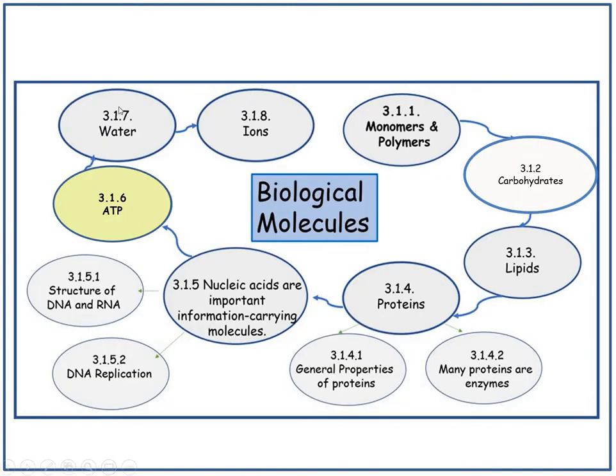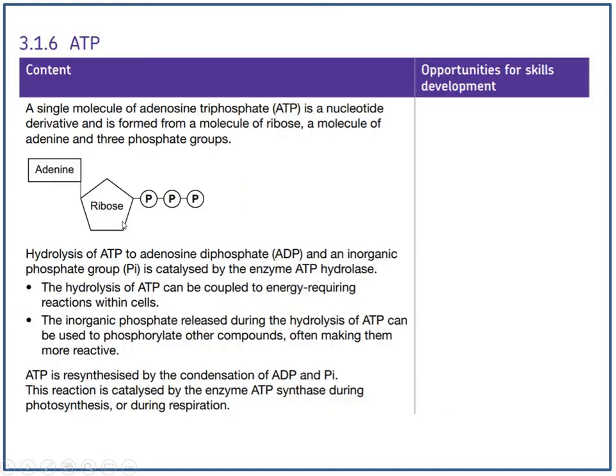So just to see where this is in the biological molecules topic. And here's a specification reference from AQA. So a single molecule of adenosine triphosphate, or ATP, is a nucleotide derivative and is formed from a molecule of ribose, a molecule of adenine, and 3 phosphate groups. So you've got the adenine, ribose, and 3 phosphate groups.